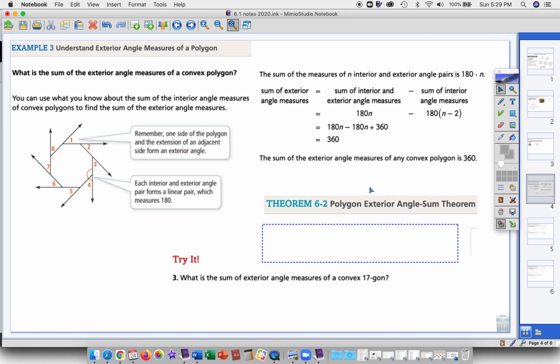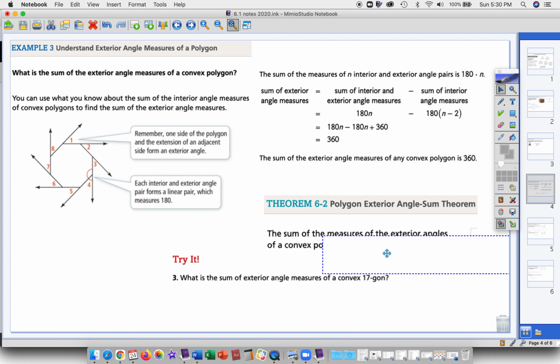So theorem 6.2, the polygon exterior angle sum theorem, says that the sum of the measures of the exterior angles of a convex polygon, one at each vertex, is 360 degrees. So what is the sum of the exterior angle measures of a convex 17-gon? I don't even have to do a calculation. I know it's 360 degrees.